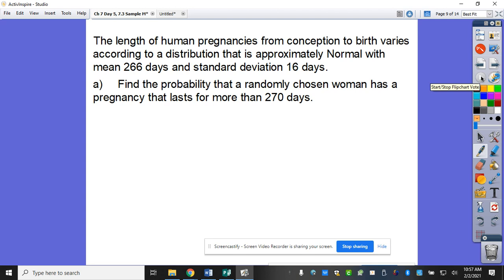Okay, the very first problem underneath that, you're probably going to need to either write on the back or write on notebook paper. You're not going to have enough room to do the rest on here. The length of human pregnancies from conception to birth varies according to a distribution that is approximately normal, with a mean of 266 days and a standard deviation of 16 days.